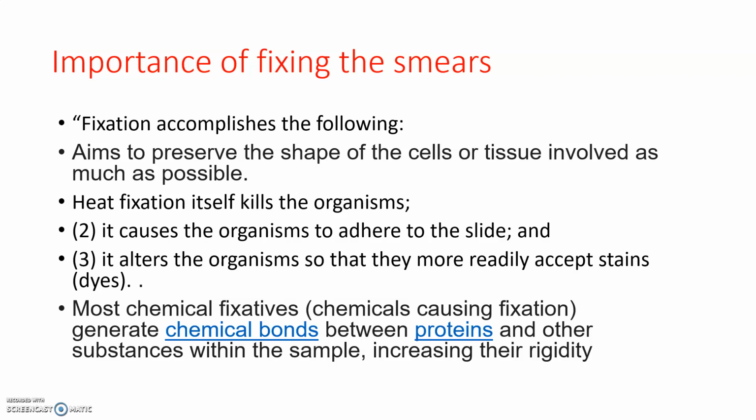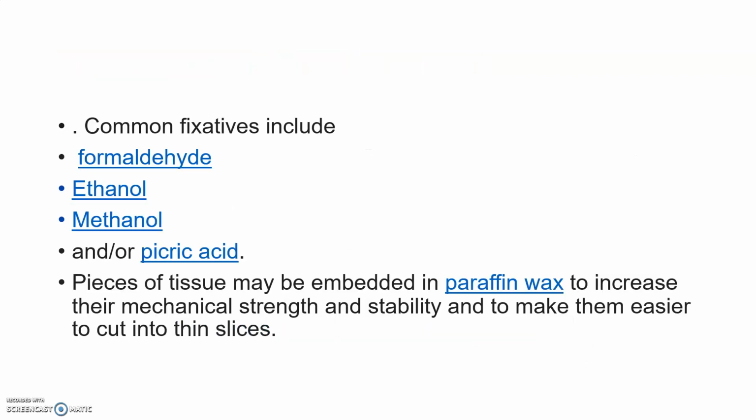Fixation. Most chemical fixatives എന്ന് പറയുമ്പോൾ that generate a chemical bond between protein and other substances within the sample. And this may increase their rigidity if we are using chemicals for the fixation. Now, common fixatives which we are using include formaldehyde, ethanol, methanol, or picric acid.